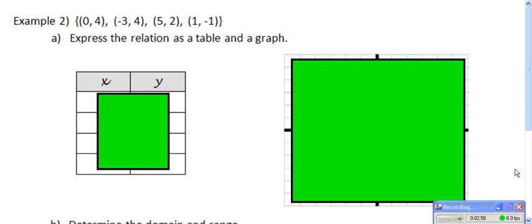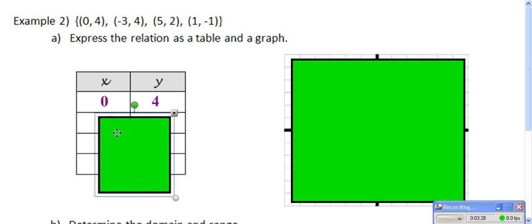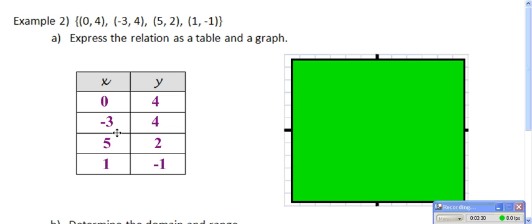In example 2, they give us a relation. The relation, remember, a relation is just a set of ordered pairs. In this case, we have 4 ordered pairs. We're to express a relation as a table and a graph. Here's your table, your basic XY table. We need to pull our values from our ordered pairs. So if you're looking at the first one here, 0, 4, 0 is your x value, 4 is your y value. So go ahead and fill in the rest of your table. It should look something similar to this after you pull out all your x and y values.